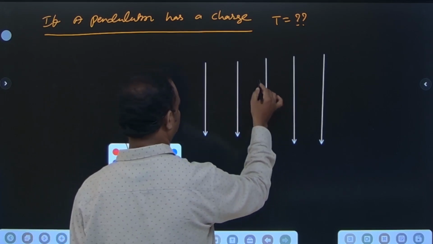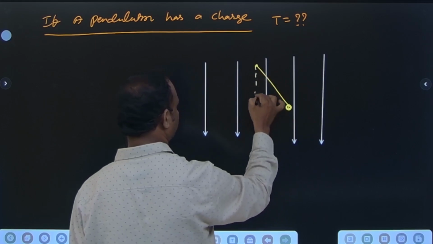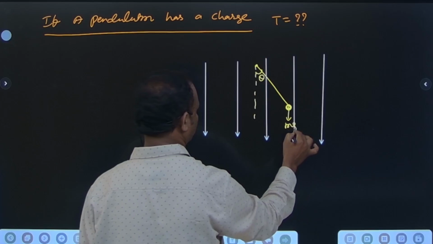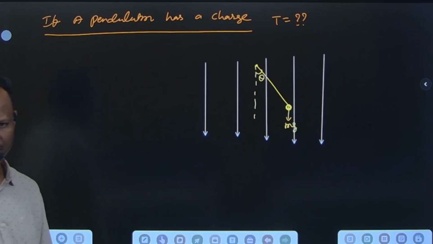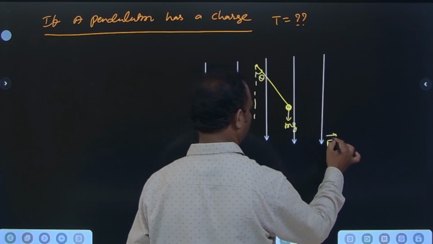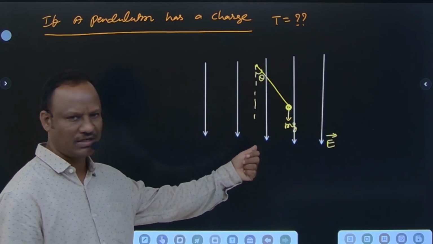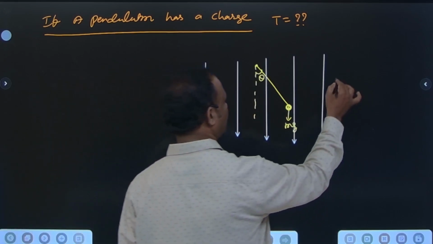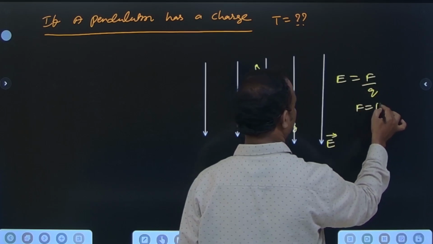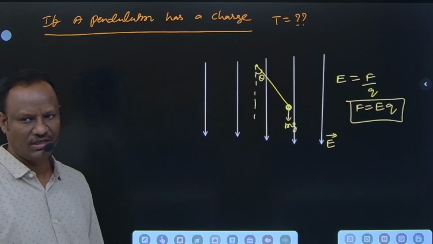Here is a fixed point, and this is the bob, which makes an angle theta. Its weight is mg. What is the direction of the electric field? Downward. And what is the formula for electric field? Electric field is equal to F by Q, so F is equal to E into Q.